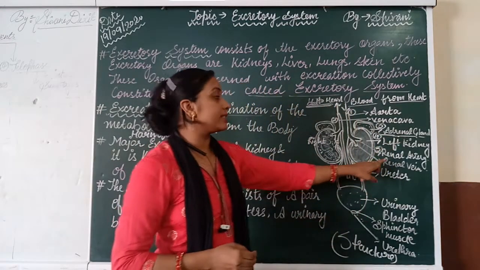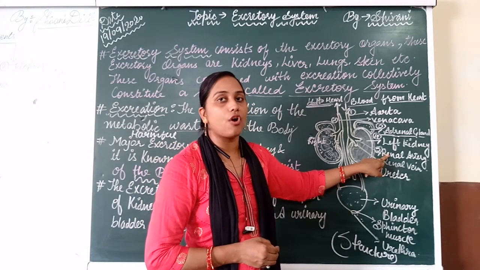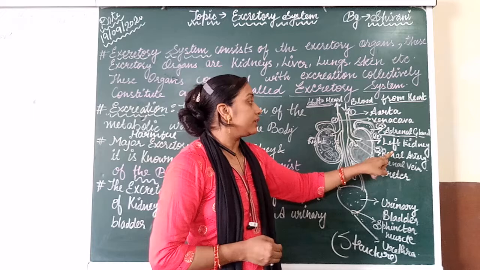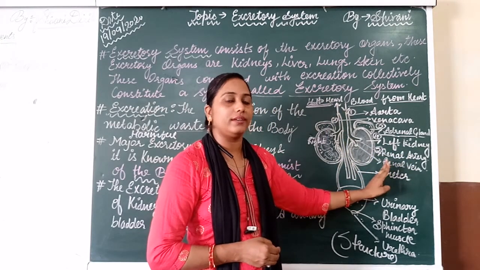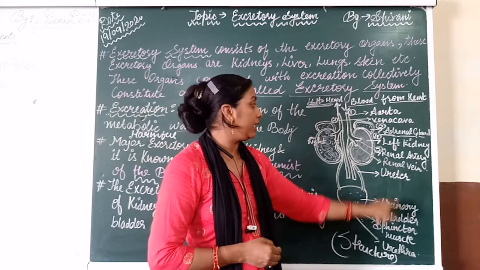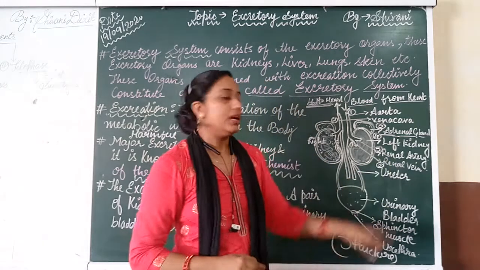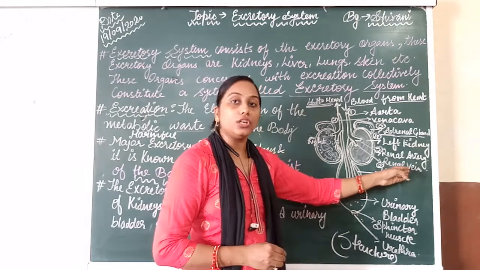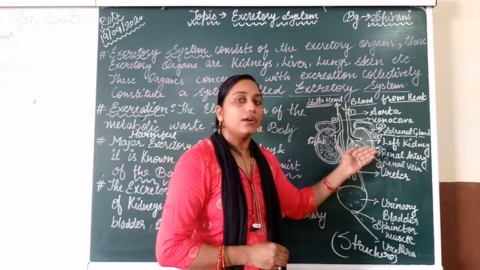The next part is known as the renal artery. Renal is the term concerned with the kidney, and the artery that carries oxygenated blood to the kidney is known as the renal artery. The next part is the renal vein, the vein that collects deoxygenated blood from the kidney.